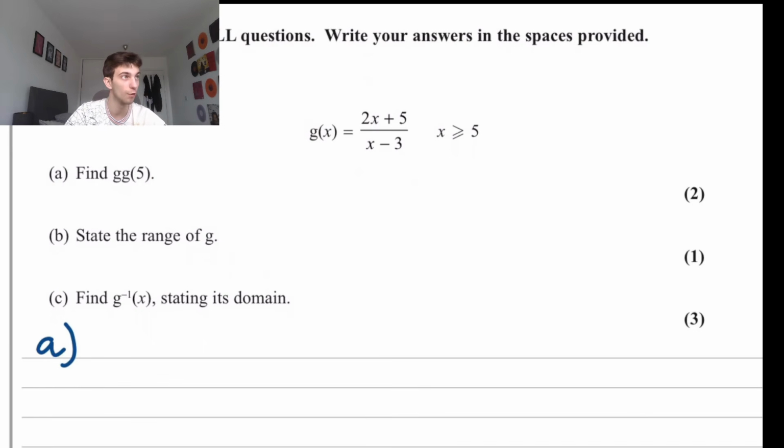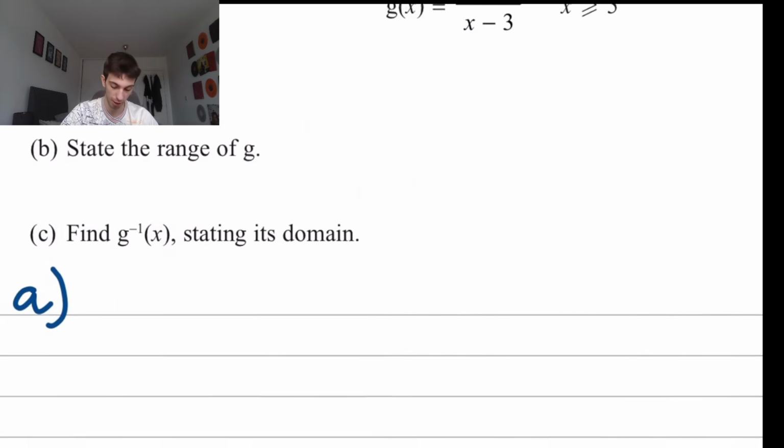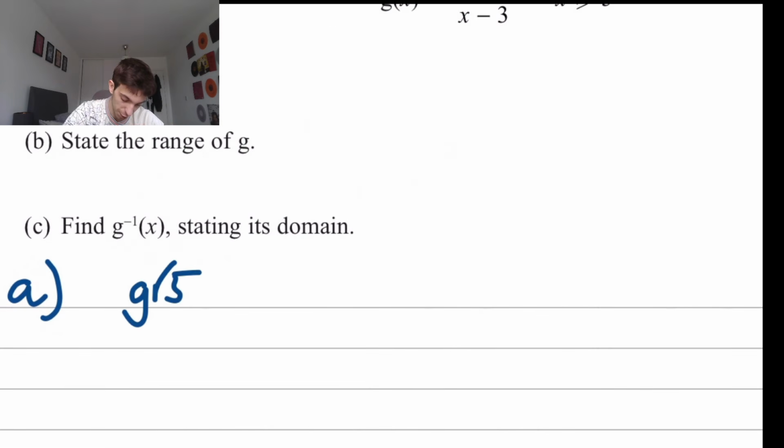We have to find g of g of 5. What does that mean? We have to plug 5 into our function g, and then with that result, plug that back into our function g. So first things first, let's find g of 5. G of 5, so what do we have?